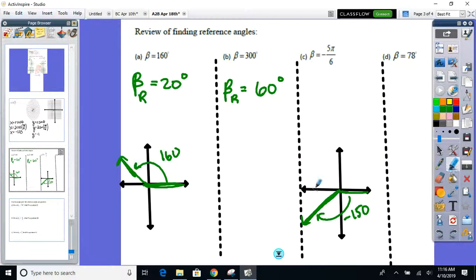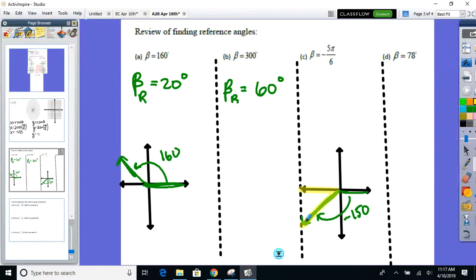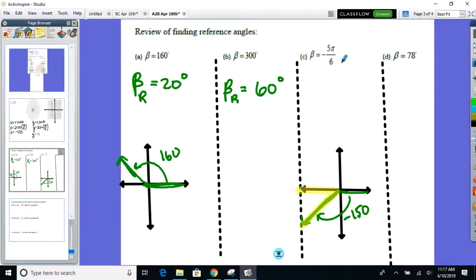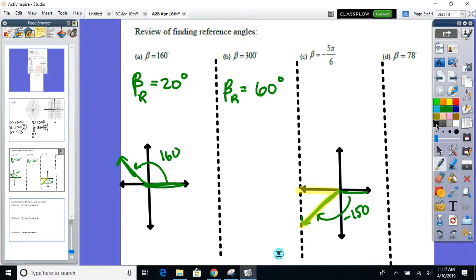And here's the reference angle. What's that angle measure? 30, but some of you guys, hey, this is good practice for the quiz. What did I start in? Radians. So you better give me an answer in radians. So 30 degrees is the reference angle, but in radians, pi over 6.